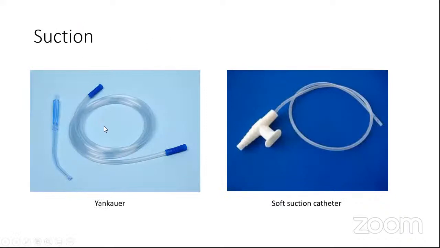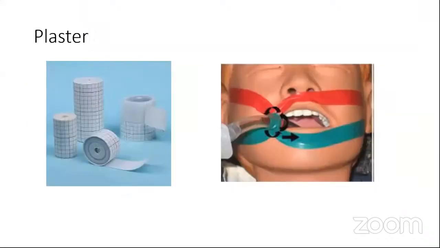Okay, suction, make sure suction is functioning. We usually use Yankauer suction, and sometimes we might ask for a soft suction catheter. So make sure both suction catheters are available in the emergency trolley. The last thing is the plaster. Once we successfully intubate the patient, we must plaster the ETT. This is how we usually plaster the ETT. Please give us the non-woven plaster rather than the paper plaster such as micropore. So you must have a readily cut plaster about 1.5 centimeters wide and around 20 centimeters long. Okay, I think that's all from me.